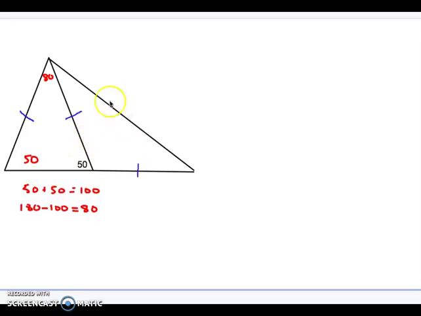If I look over into this triangle, on this side, this 50 degrees and this angle here are supplementary, which means they have to equal 180 degrees. So if this angle is 50, we would just take our 180 minus 50, and I get 130. So I know that this angle here is 130 degrees.